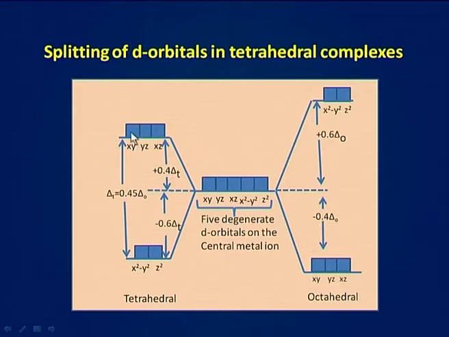The difference in energy between these two sets is denoted by delta T. If the splitting energy delta T is smaller than pairing energy P, the electrons occupy all 5 non-degenerate orbitals singly before pairing. After all d orbitals are half filled, additional electrons then pair with electrons in the e set. Such a complex would have the same number of unpaired electrons on the metal atom or ion as when the metal is uncomplexed and is called a high spin complex.